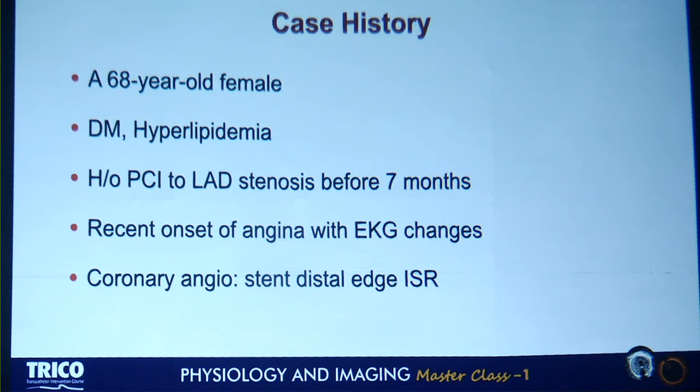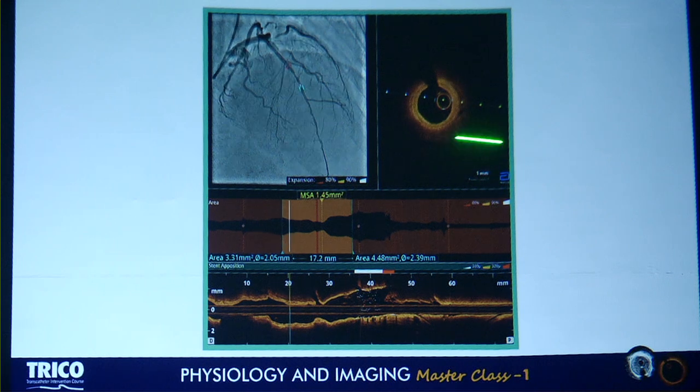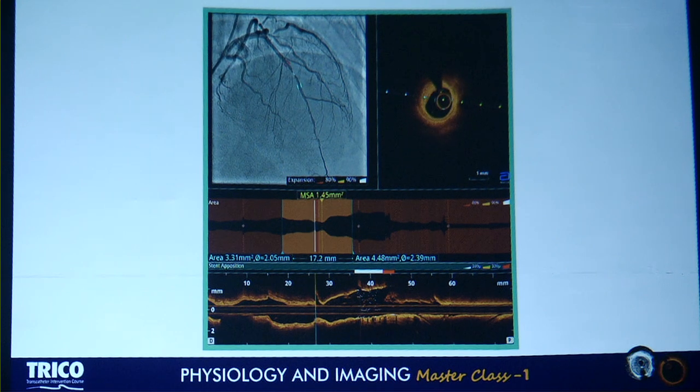Another case, a 68-year-old female, diabetic, hyperlipidemic, history of PCI to the LAD seven years before, with recent onset of angina. Here the stent distal edge ISR is an example again. At the distal edge, if you see the angio core registration, there is a lot of fat.